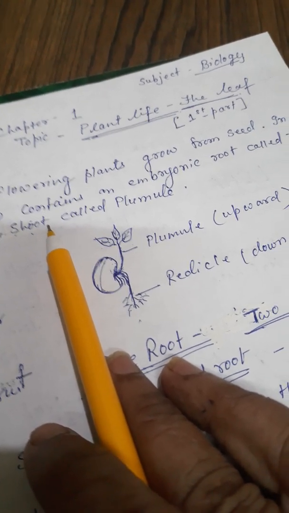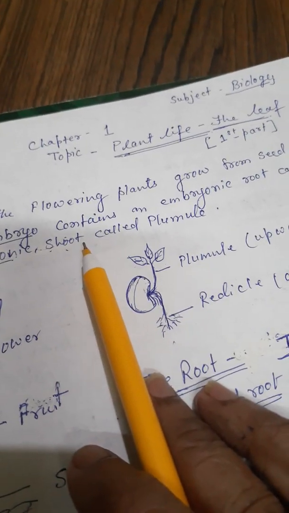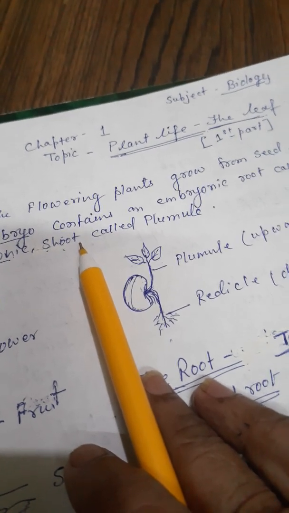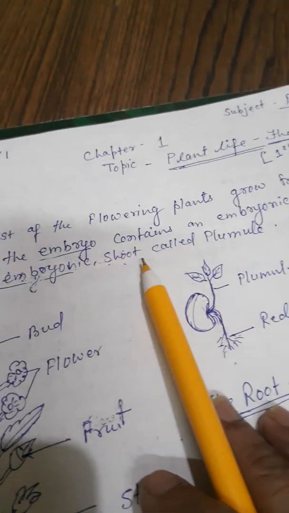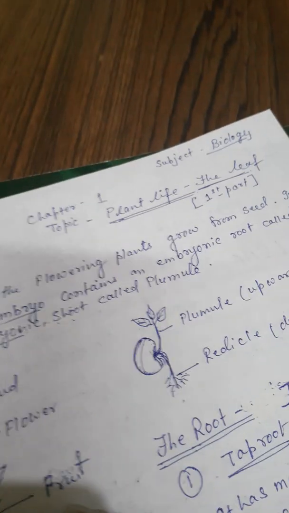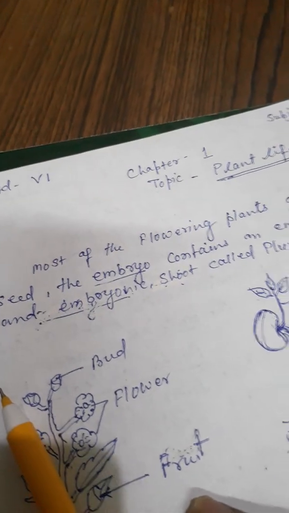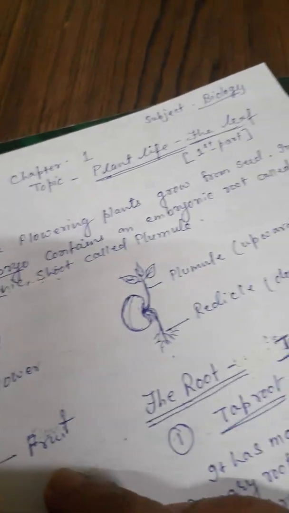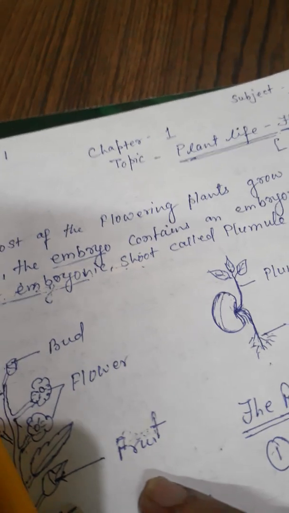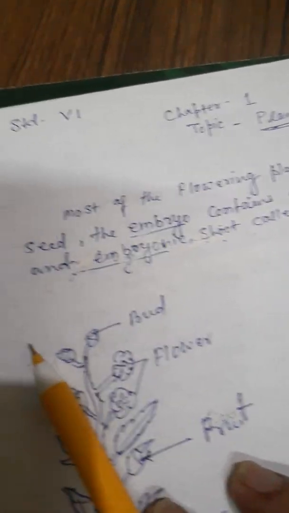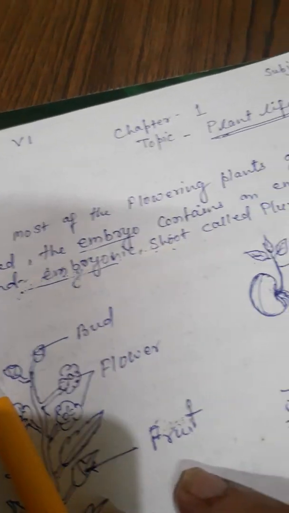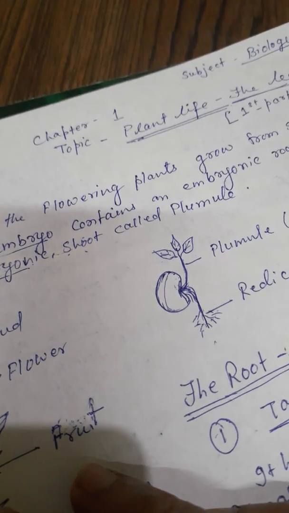Plant Life, the Leaf. Leaf is very important for plants because leaf makes food for plants. Most of the flowering plants grow from the seed. In seed, the embryo contains an embryonic root called radicle and embryonic shoot called plumule.